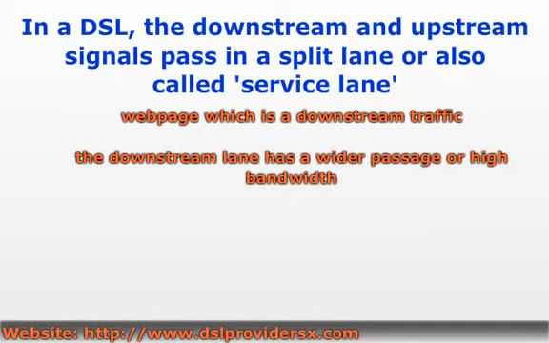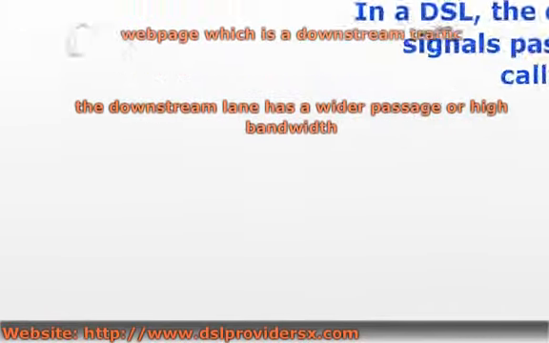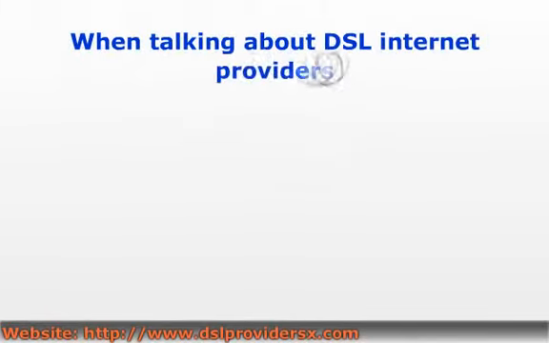You are requesting something from the internet once you click on a link. What comes in return then is a WAP, which is a downstream traffic. The requests may require only small bits of data, which makes the upstream lane narrow, or in low bandwidth. However, the downstream lane has a wider passage, or high bandwidth, to be able to send multimedia, graphics, files and programs.